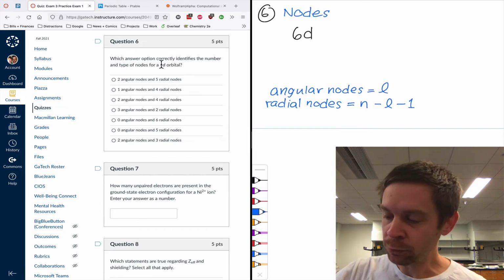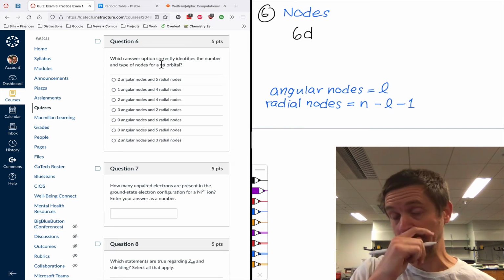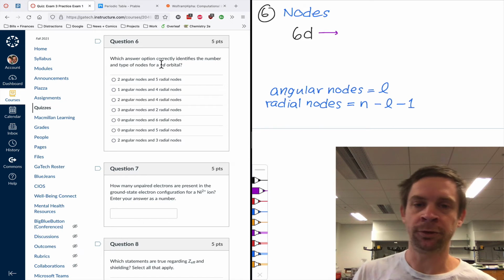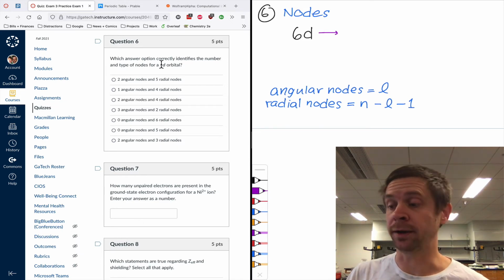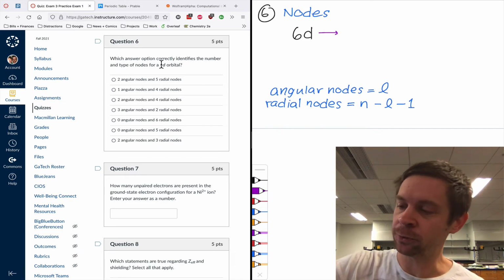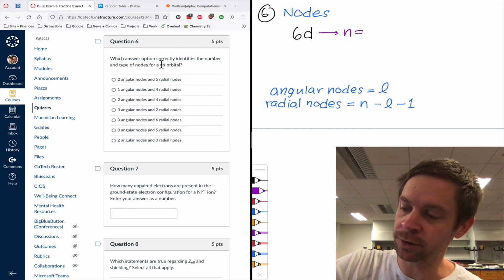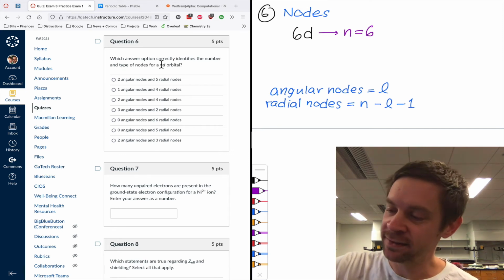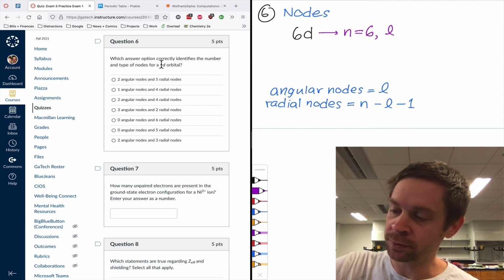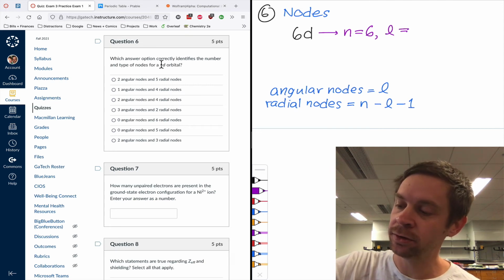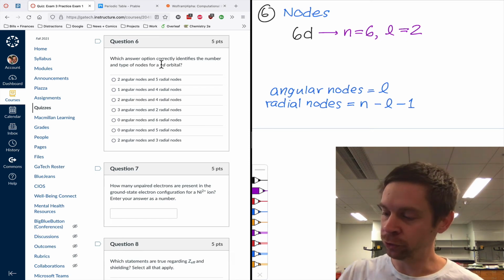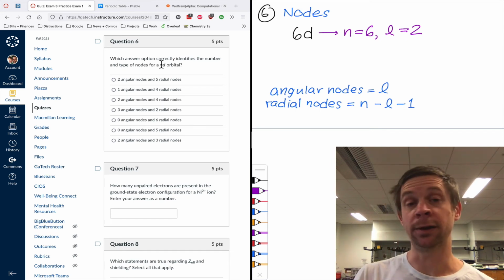Now that we have those formulas down, which I would encourage you to put on your crib sheet, we need to take this 6d subshell label and unpack it into its corresponding quantum numbers. The 6 out front indicates that the principal quantum number has a value of 6, and the d indicates that the orbital or azimuthal quantum number has a value of 2. Excellent. So now we have all we need to determine the number of angular and radial nodes.